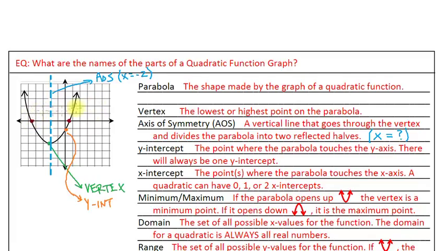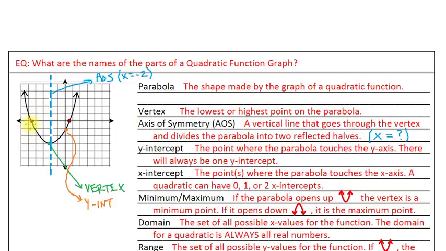This parabola has 2 x-intercepts. Some parabolas will only touch the x-axis at one place if the vertex is on the x-axis. Some parabolas, think about this, if this parabola is right here, notice that parabola will never touch the x-axis. So a parabola can have 0, 1, or 2 x-intercepts.